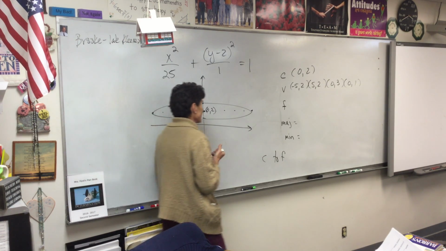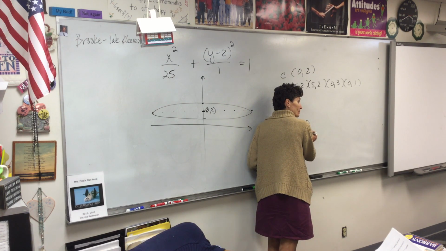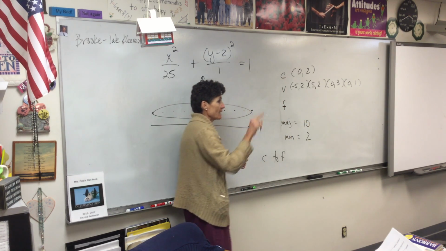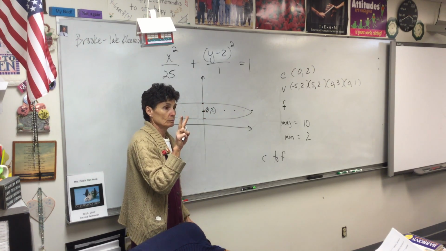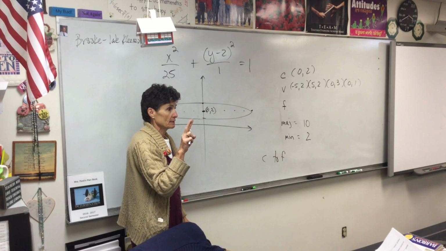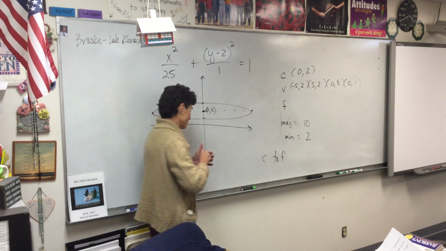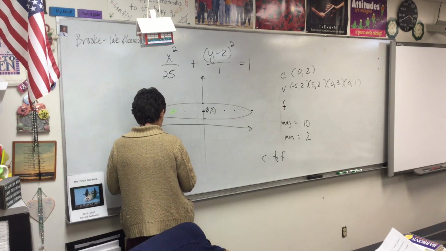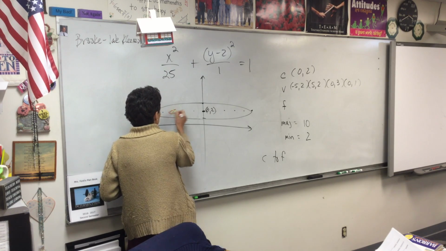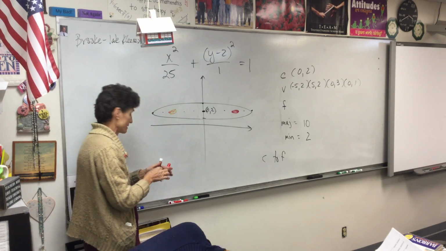How long's your major axis? 10. Minor? Wait, how long's your minor? 2. You went up 1 and down 1, right? Okay. We went up 1 and down 1. That's 2. Is that okay with everybody? 2? See it now? Okay. Now we need our foci. We know that our foci are located on the major axis.